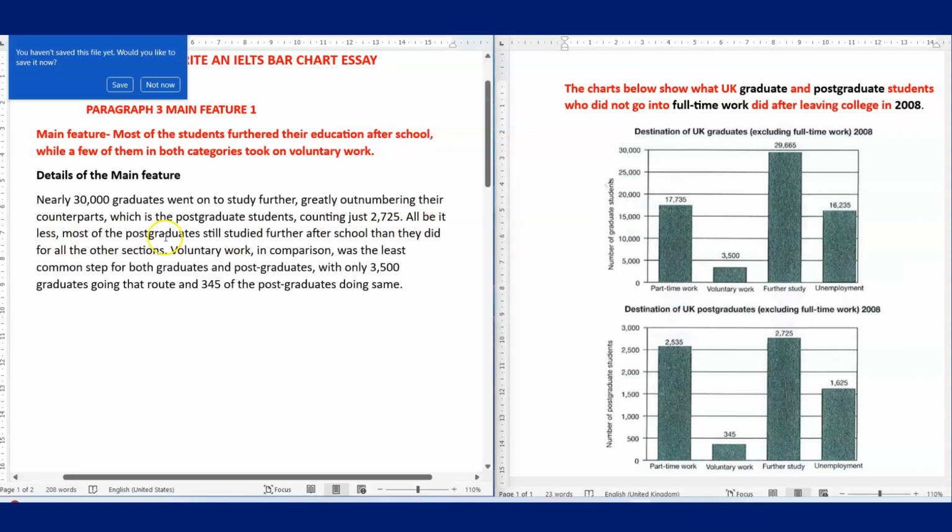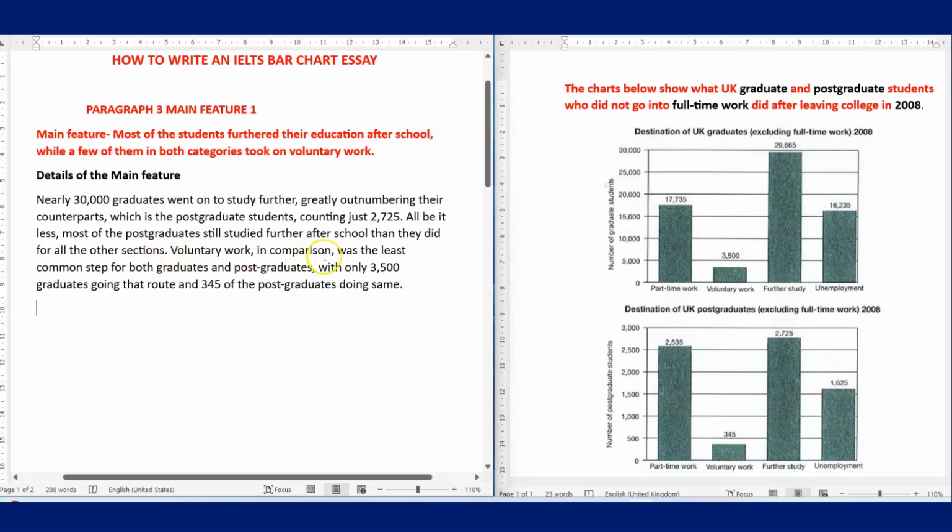Albeit fewer, most of the postgraduates still studied further after school than they did for all the other sections. So though they were fewer than those in the graduate section, they still preferred to further their education rather than take on voluntary or part-time work. Now, after saying this, we move on to the second category, which is those that were few. So you say that while a few of them took on voluntary work. So let's look at the voluntary work.